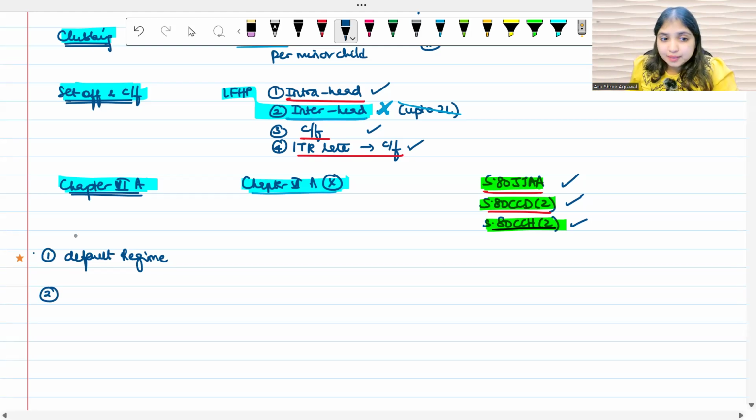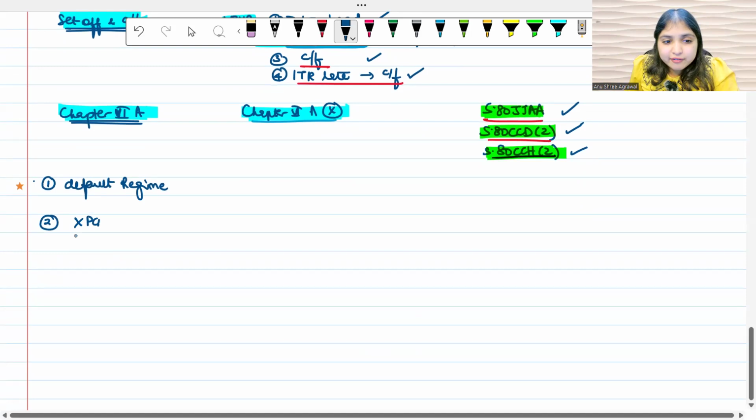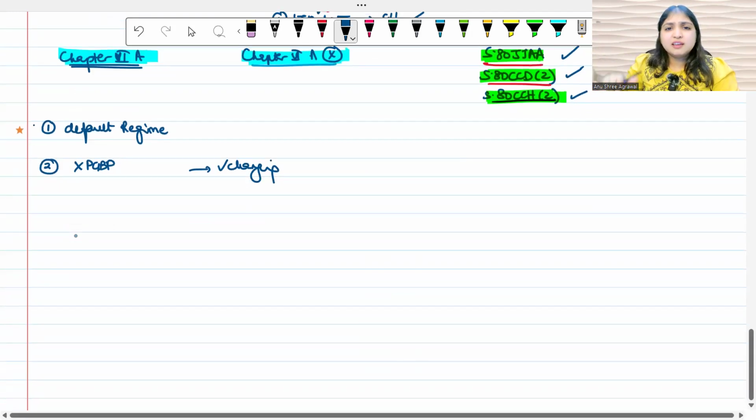Then coming to point number 2. If the assessee does not have PGBP, then the assessee can keep changing. One year 115BAC, another year he opted out, then another year again 115BAC. Like that he can keep jumping. But however, if the assessee is having PGBP, then in that case, the assessee can opt out only once.